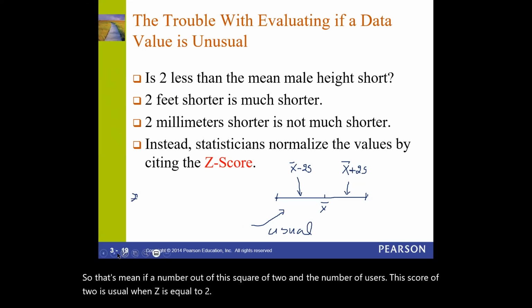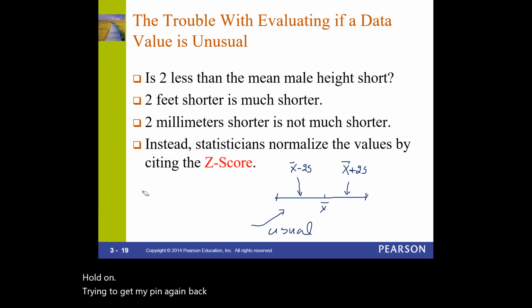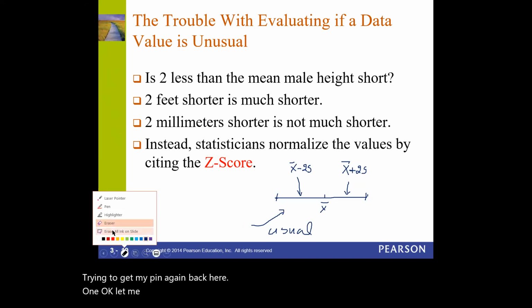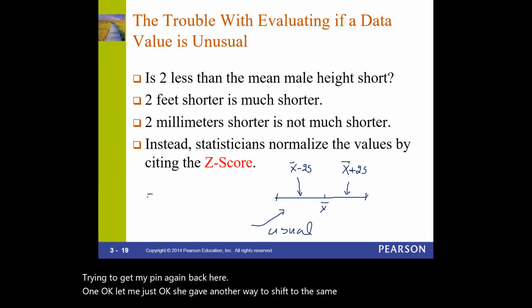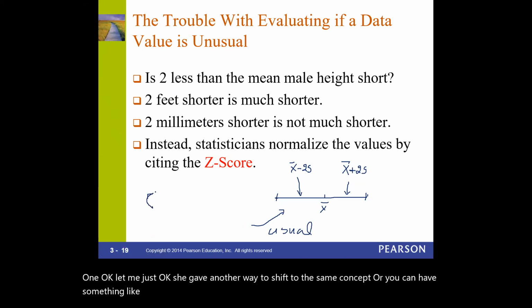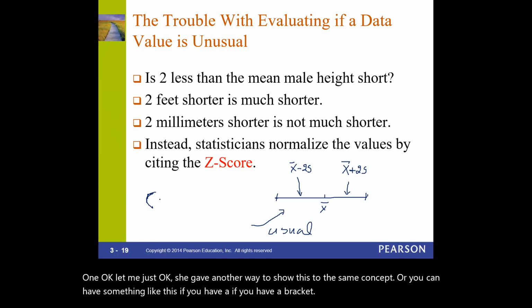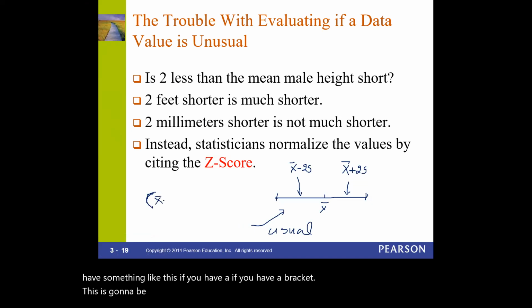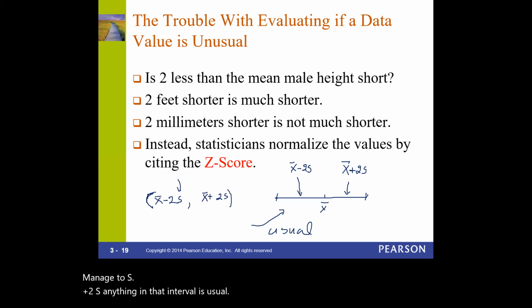hold on, let me get my pen again. Okay, let me give another way to do the same concept. Or you can have something like this. If you have a bracket, this is going to be X bar minus 2S, X bar plus 2S. Anything in that interval is usual. Usual values. Anything beyond that is rare.